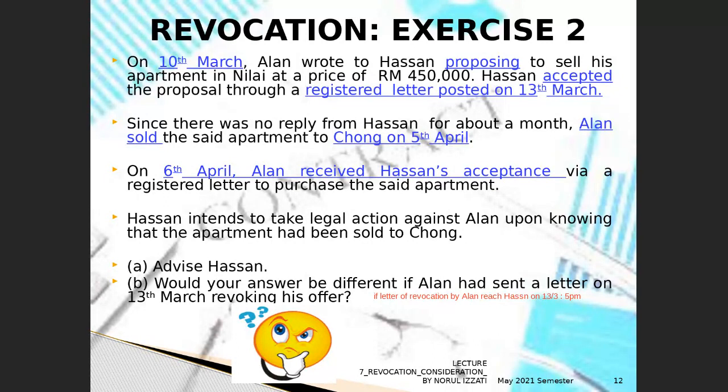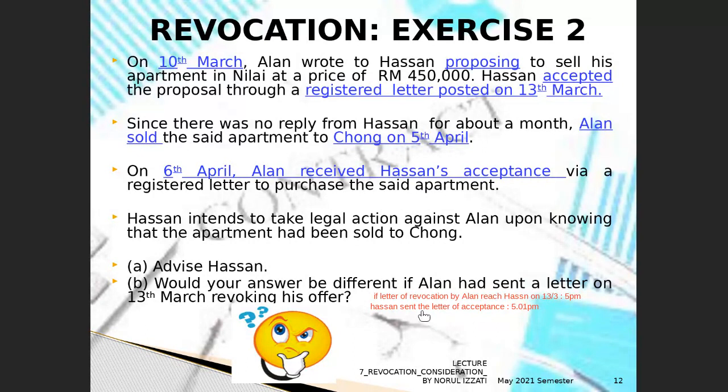And then at the same time, Hassan has sent the letter of acceptance. Let's say 5:01 p.m. Just a difference of 1 minute. Let's say. Okay, then what happened to the contract? What happened to the revocation? The revocation is valid. We can say that the revocation is effective because the communication of the revocation has reached the person to whom the revocation is made before the letter of acceptance is being carried out.